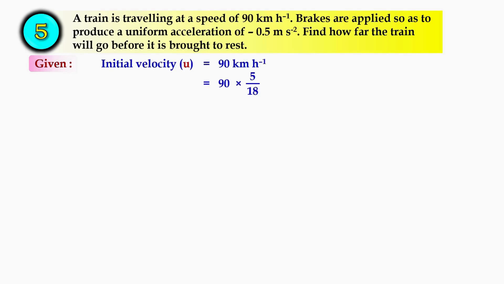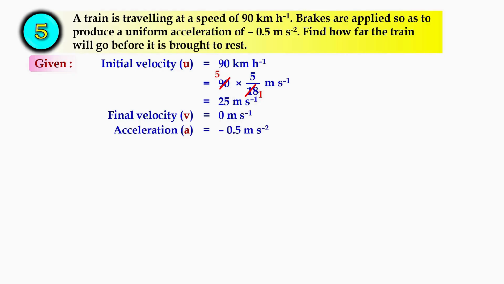The initial velocity is 90 kilometers per hour. We convert this into meters per second. 90 multiplied by 5 divided by 18 gives 25 meters per second. The final velocity is 0 meters per second because the train eventually stops. The acceleration is minus 0.5 meters per second squared. We need to find the distance traveled before stopping.